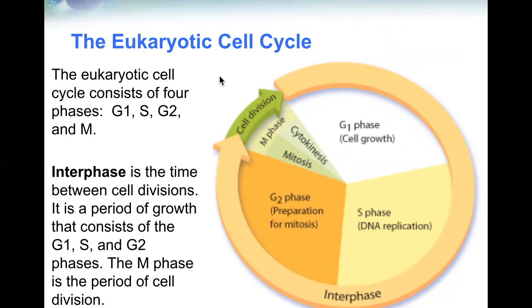The eukaryotic cell cycle consists of four phases: G1, S, G2, and M. Interphase is the time between cell divisions. It is the period of growth that consists of the G1, S, and G2 phases. The M phase is the period of cell division. So G1 is cell growth, S is DNA replication, and G2 is preparation for mitosis. And finally, for cell division, mitosis happens, and then cytokinesis in the M phase.